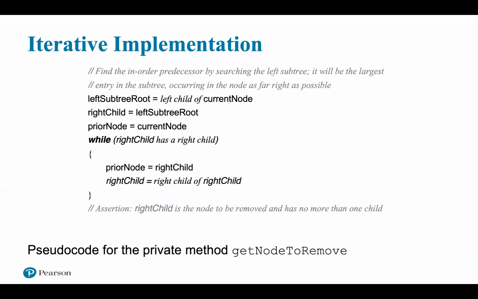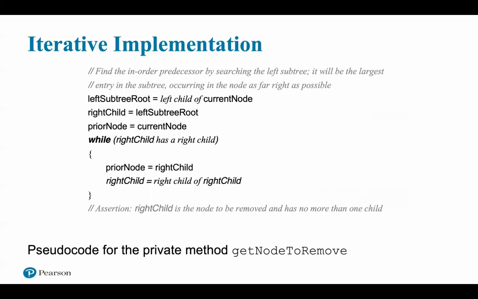Here is the private method get node to remove. After remove locates the node that contains the entry to be removed from the tree, it proceeds according to the number of the node's children. If the node has 2 children, we must remove another node that has no more than 1 child. This private method get node to remove finds this node.